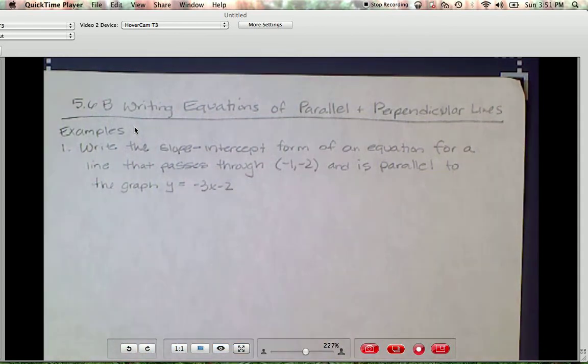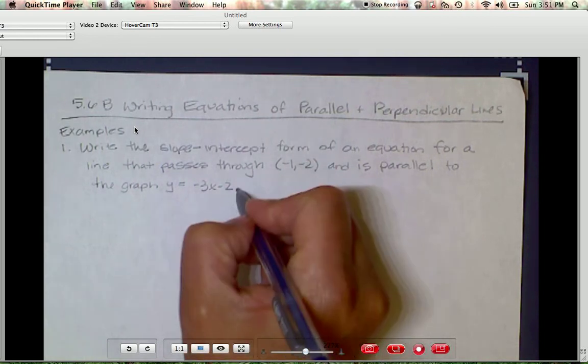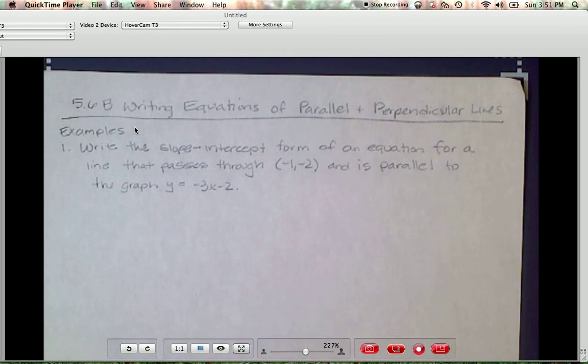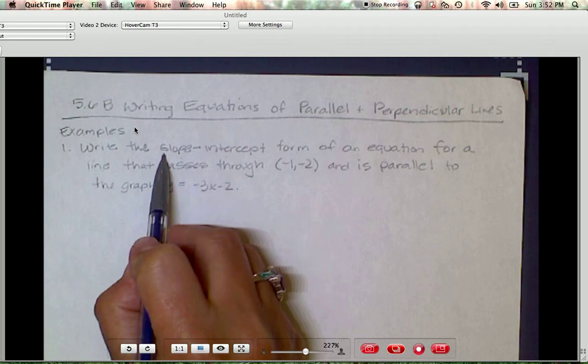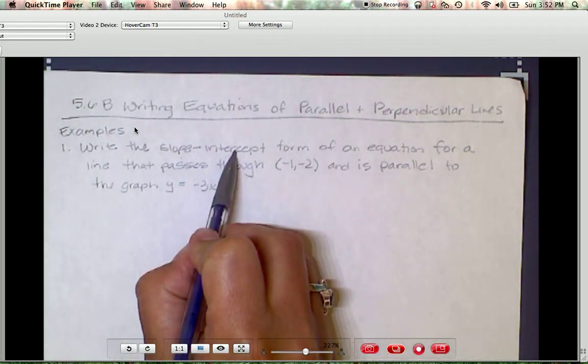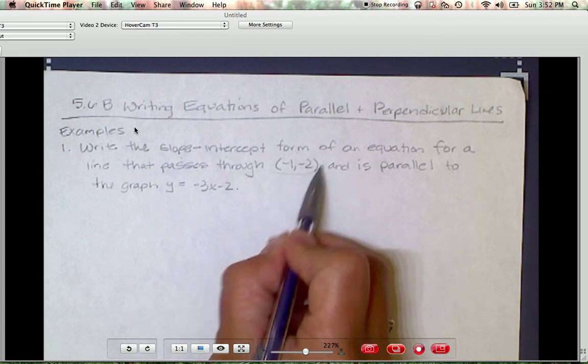So we are writing equations of lines today. We're not comparing the slopes of the lines, but we're just writing an equation of the line. So we know that if we want to write an equation in slope-intercept form, we would need the slope and the y-intercept. The problem is we don't have either of these things. We do have a point.